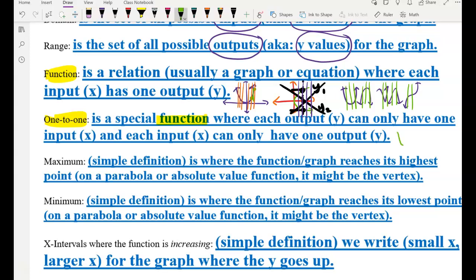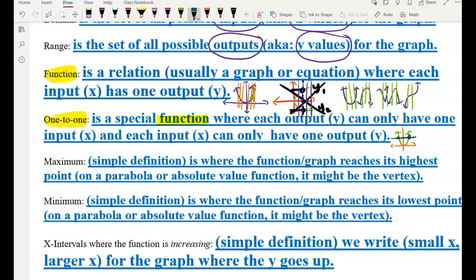So we talked about a parabola being a function. It is not a one-to-one. And here's the reason why it's not a one-to-one. So let me make a coordinate plane. It's not a one-to-one because if we were to plug in a y value, let's say somewhere here, okay, it has two x values. Whoa. So that means it's not going to be a one-to-one. It's a function. It's just not a one-to-one function.